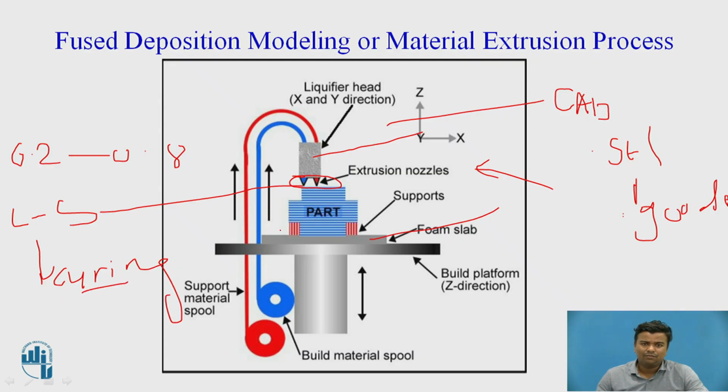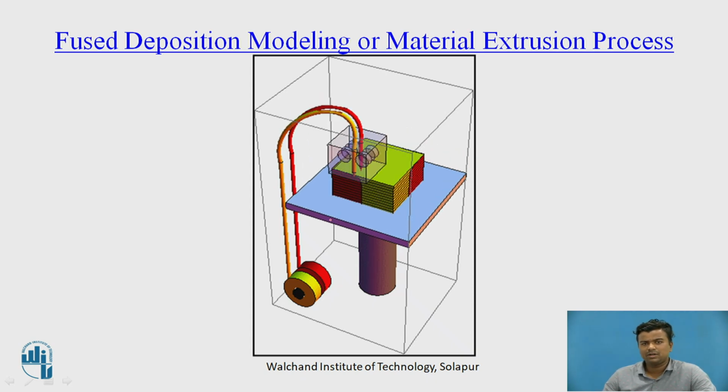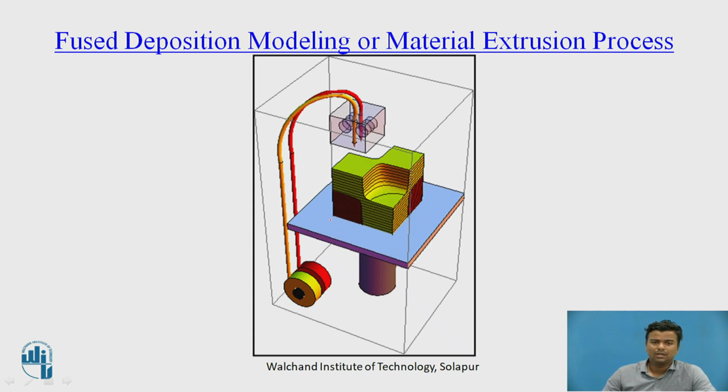And after that, a solid layer will be developed onto the build platform. After that, your build platform goes downward by one layer thickness, and another layer of material goes onto the second part. This process continues until your design is converted into your product. Now with the help of this video, you can observe and understand fused deposition modeling.